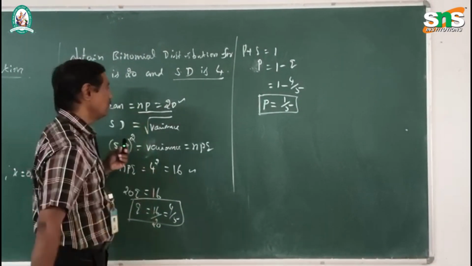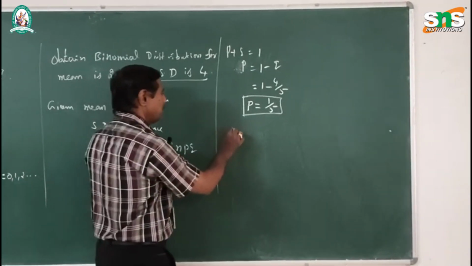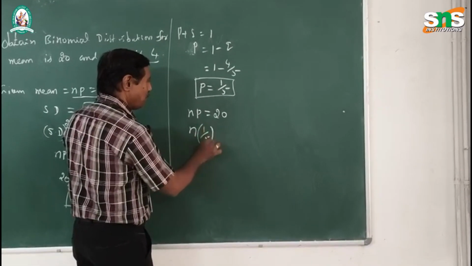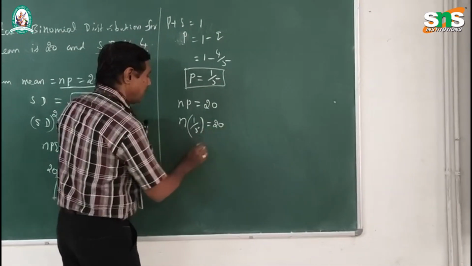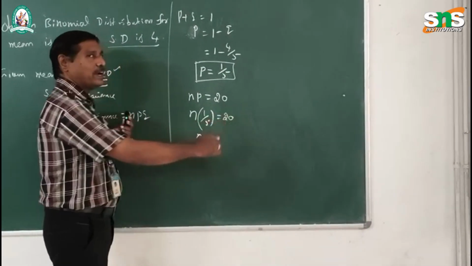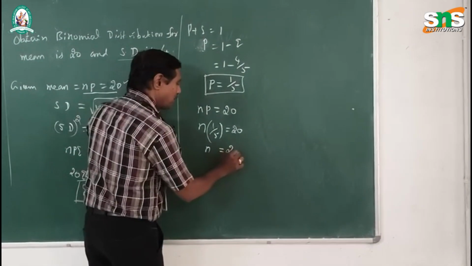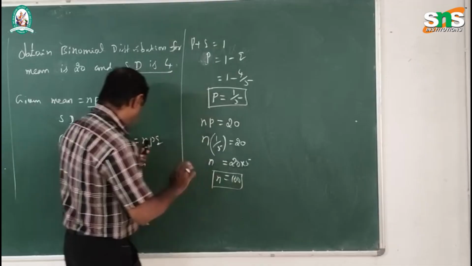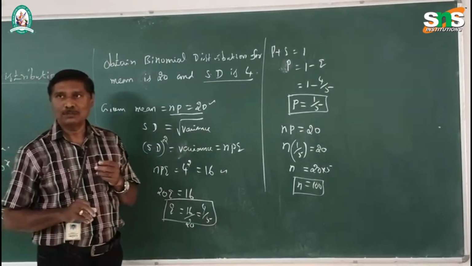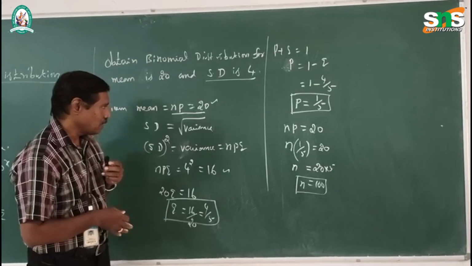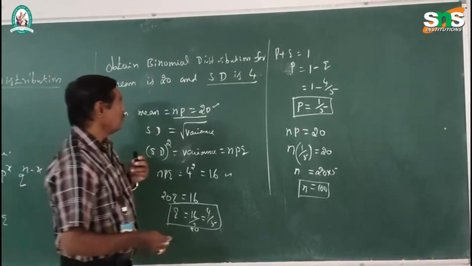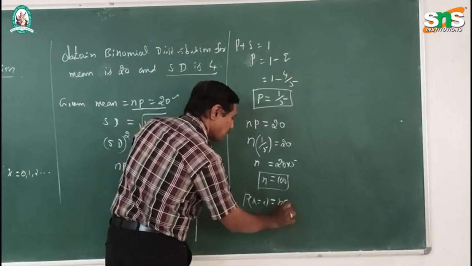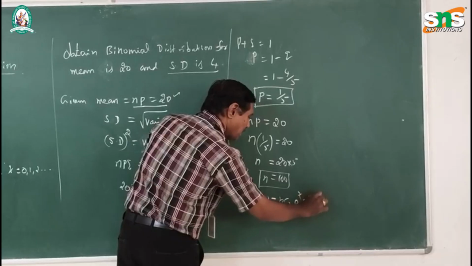Still we need the n value. So substitute p in the mean: np is equal to 20, and p is 1 by 5. Substituting the p value 1 by 5, n is equal to, when you take 5 to the right-hand side, it multiplies with 20. So 20 into 5 is equal to 100. So the n value is 100. So we found all these values to derive the binomial distribution: n is 100, p is 1 by 5, q is 4 by 5. So what is the binomial distribution? Probability of x is nCx, p power x, q power n minus x.